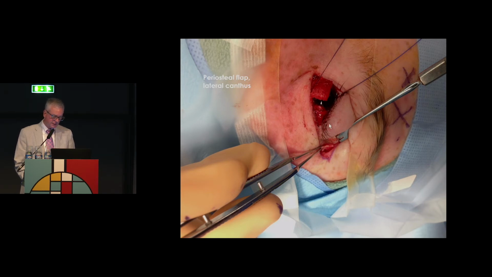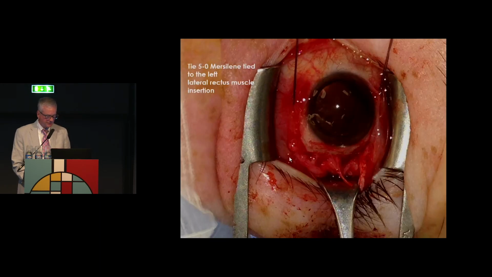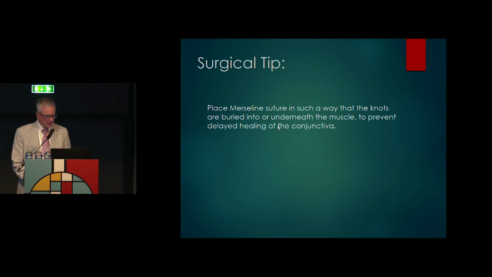The periosteal flap is created in the lateral canthus. And here's the flap itself. We have one double-arm 5-0 Prolene suture passed through the flap. And then we bring it forward through a tunnel in the conjunctiva and tie it to the muscle insertion.